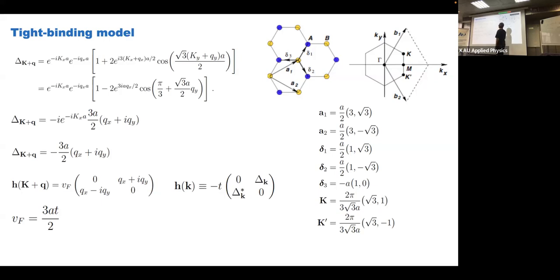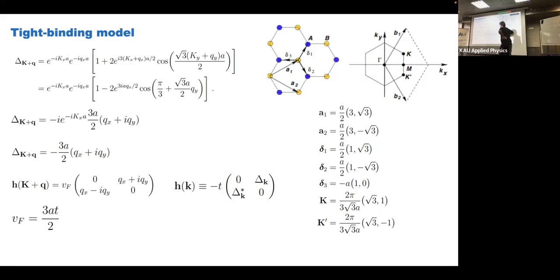So what did I want to get? I wanted to get the velocity of the electron. And it is here, this velocity: 3AT divided by 2. T is the hopping integral, A is the distance between A and B, and 3 divided by 2. So this is how we moved to this point. I wanted to see what will happen at this point. At this point, the dispersion will be different. You will have this velocity.